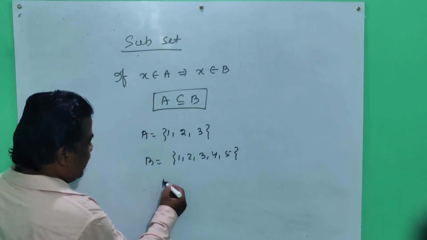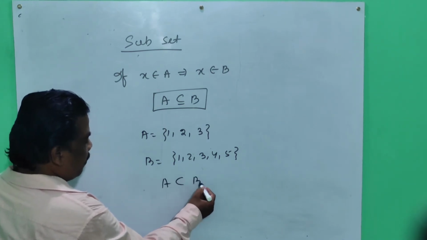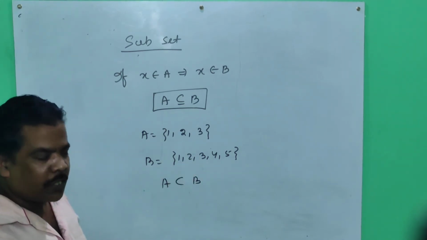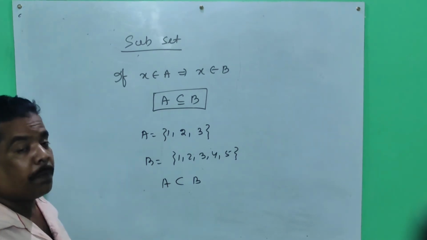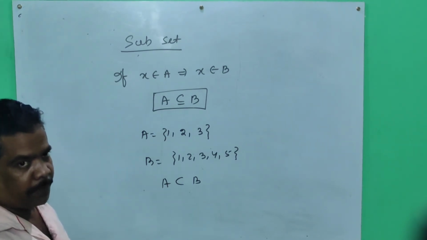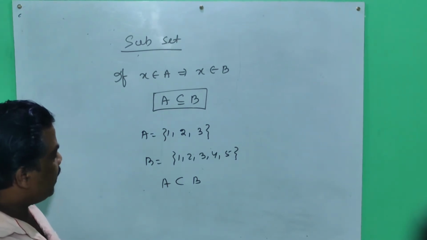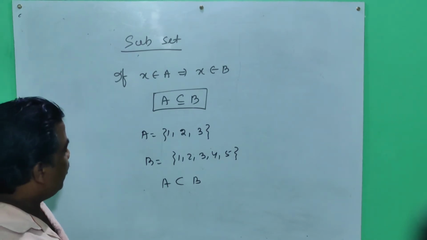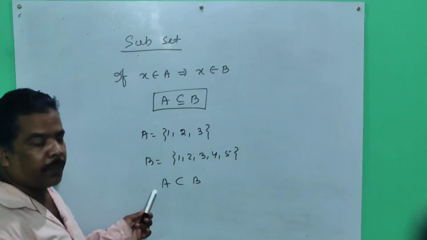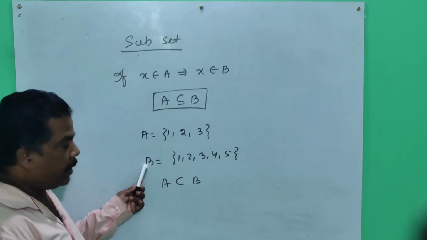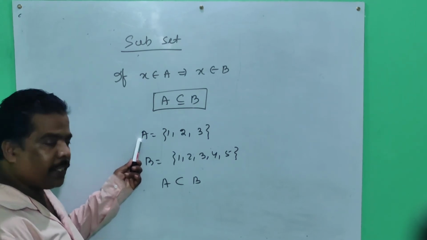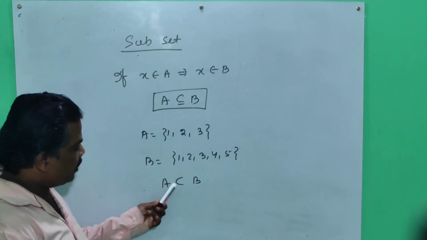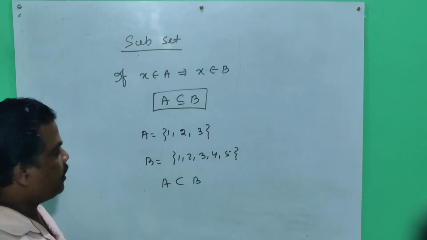So here A is a subset of B. In case, this subset is called a proper subset. A subset is called a proper subset if A is not equal to B. If A is not equal to B and each and every element of A is also an element of B, then we say this is a proper subset.